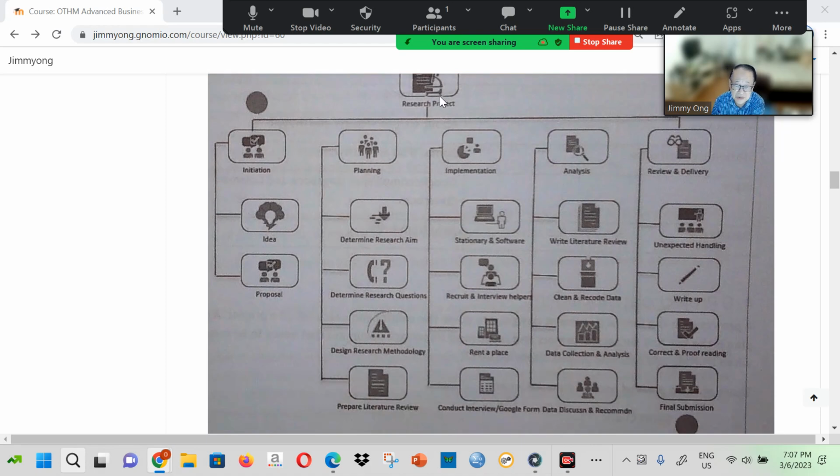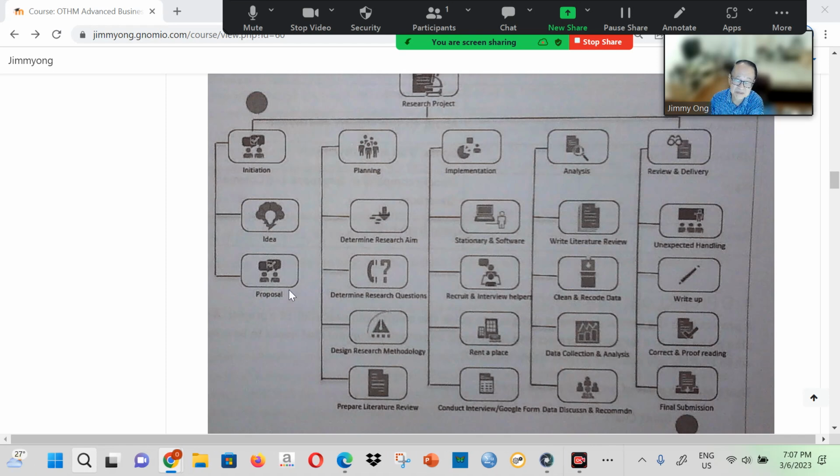So research projects start from here, right? You have to mention all these. If all these are not mentioned, this is just a picture to tell you that all these are important things that you need to mention in your assignment. So you need to mention some idea, some proposal of your research, right?